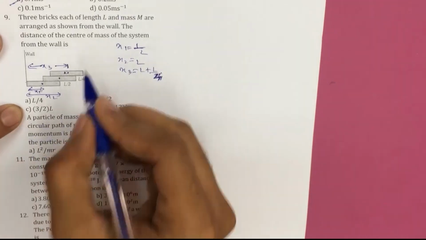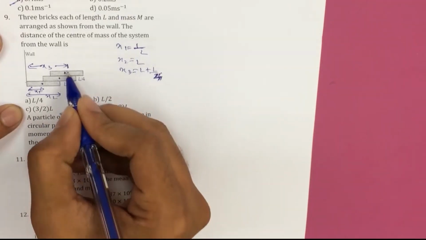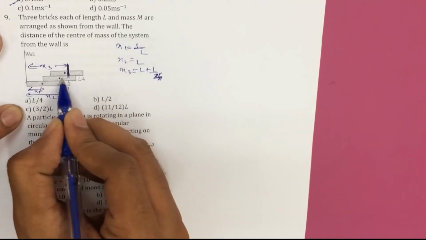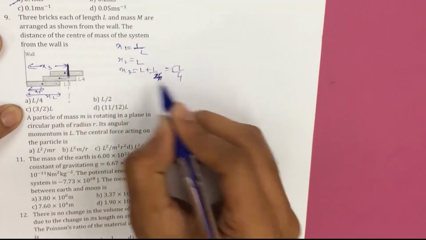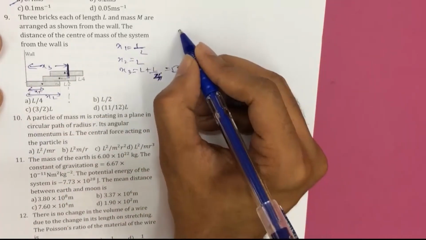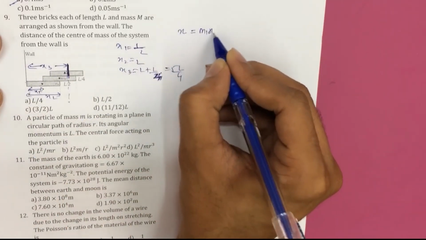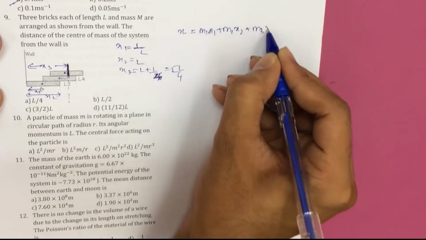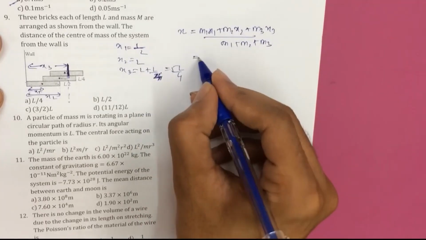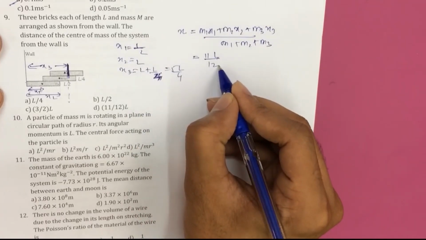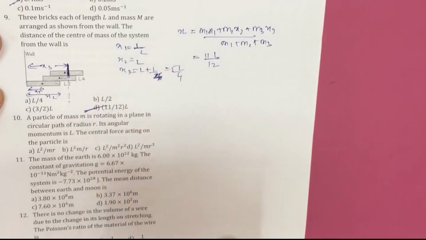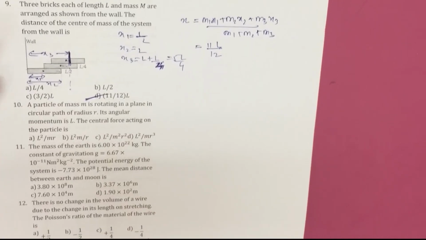So x3 would basically mean it is L plus L by 4. Since x3 is at a distance here, this would mean L plus this much, that is L by 4. That will give me 5L by 4. So x1, x2, x3 values are known to me. Now the center of mass of the whole thing, x, would be m1 x1 plus m2 x2 plus m3 x3 divided by m1 plus m2 plus m3. On substituting all the values, you will get the value of x as 11L by 12. So the center of mass for the entire system from the wall is 11L by 12. So option D is your correct answer.